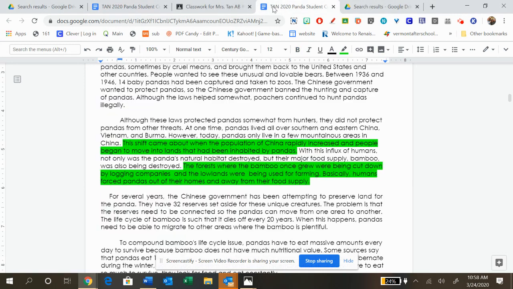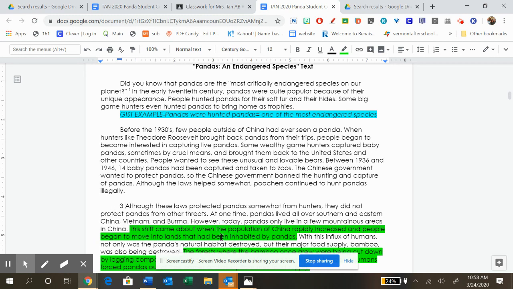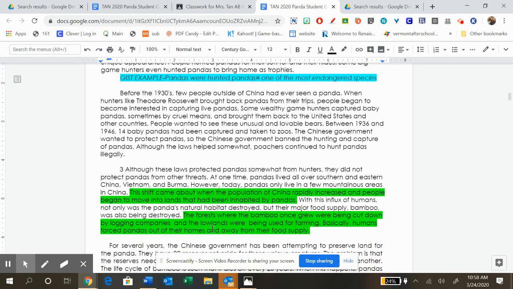So when I'm looking at source 2, a couple of things stand out to me. One, my paragraphs aren't numbered. You might want to number those paragraphs to help you. But when I'm looking at paragraph 3 right here, it talks about how people are part of the problem. It says the forests where the bamboo once grew were being cut down by logging companies, and the lowlands were being used for farming. Basically, humans forced pandas out of their homes and away from their food supply. That was one piece of evidence.